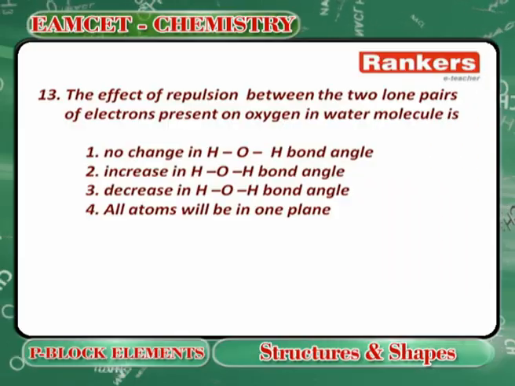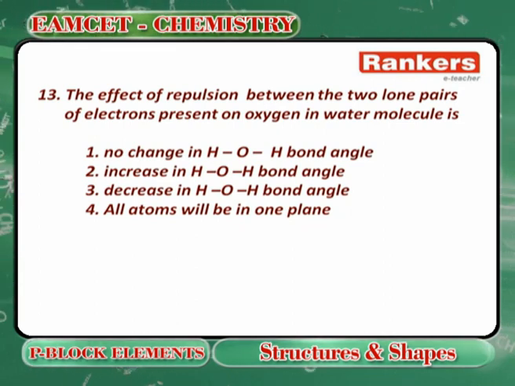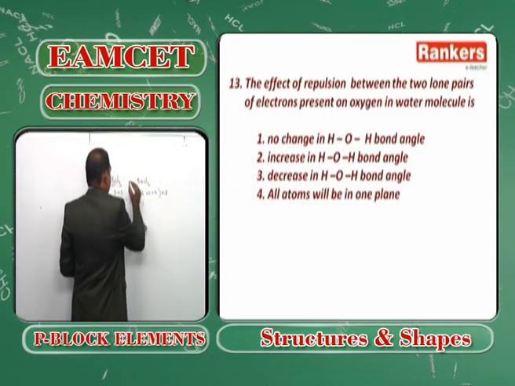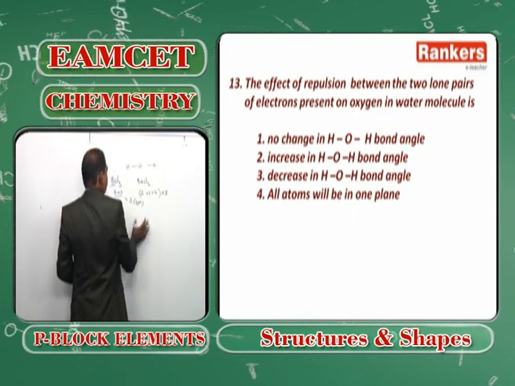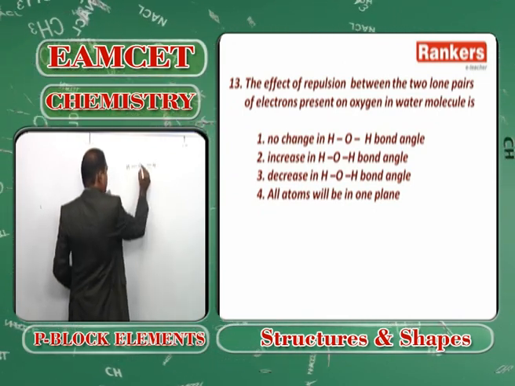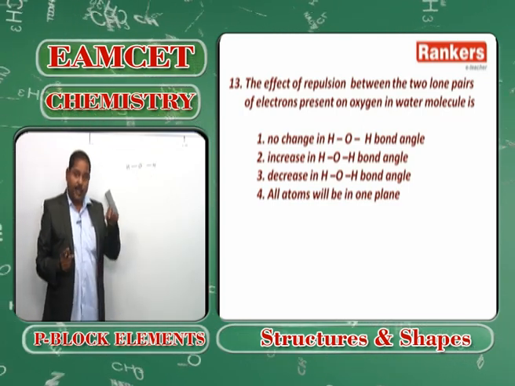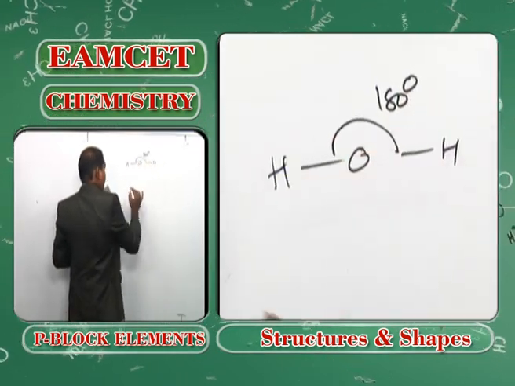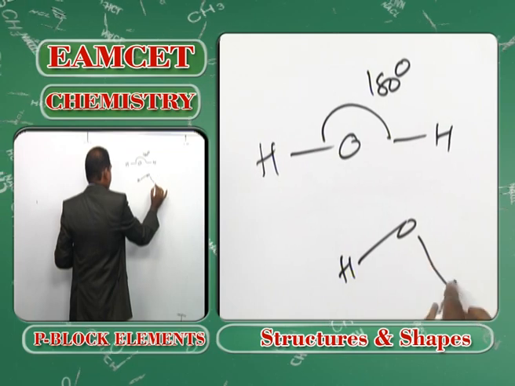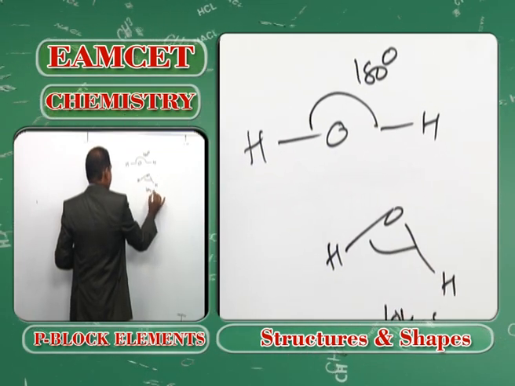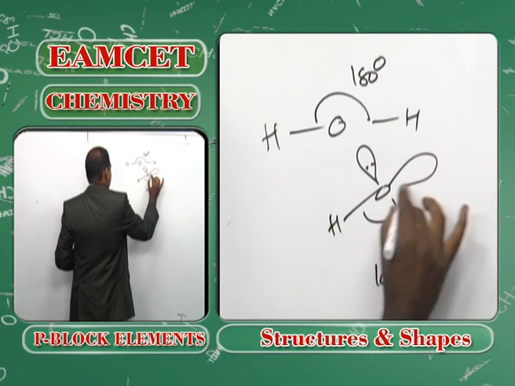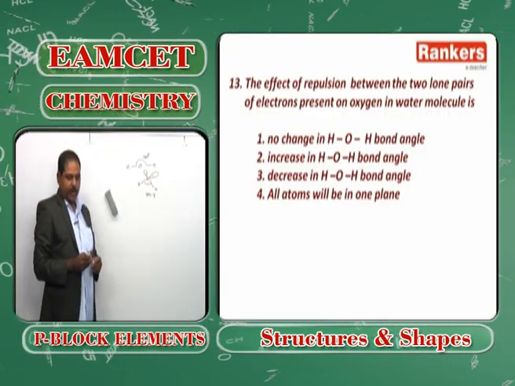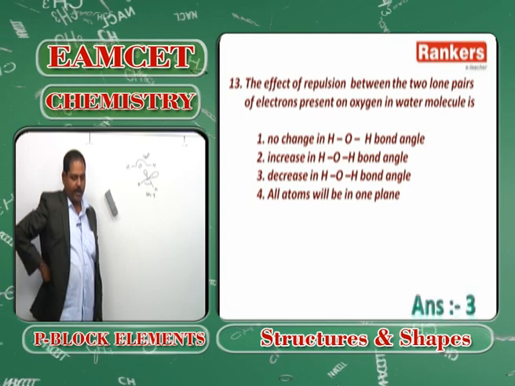Next question. The effect of repulsion between the two lone pairs of electrons present on oxygen in the water molecule is, okay, what happens because of repulsion? If there were no lone pairs, HOH would have been linear, the bond angle would have been 180. Because of repulsion, it has acquired a shape, 104.5, because of the lone pairs only. Therefore, the bond angle decreases. The correct option is decrease in HOH bond angle.